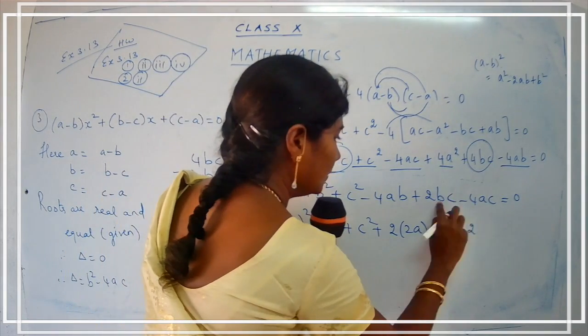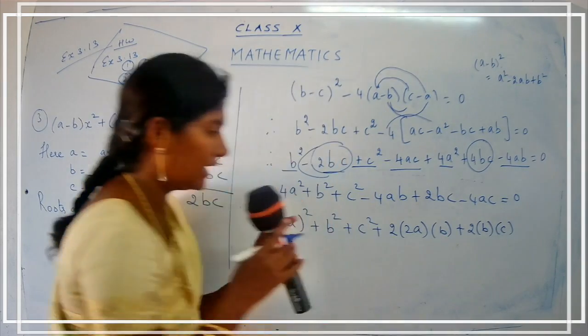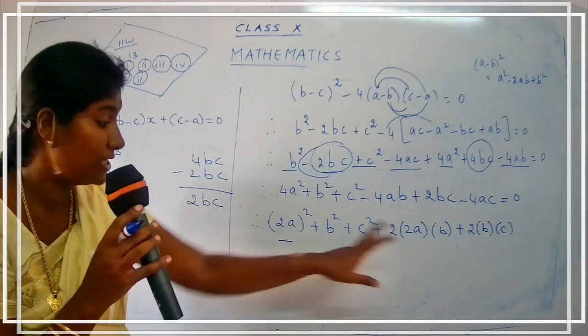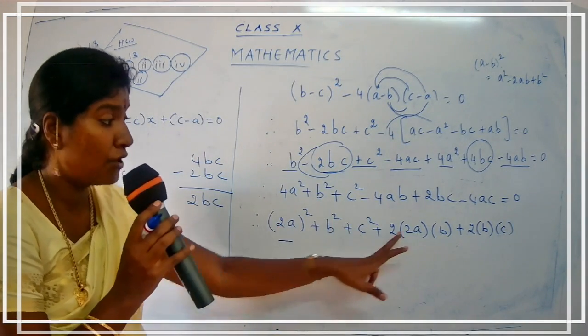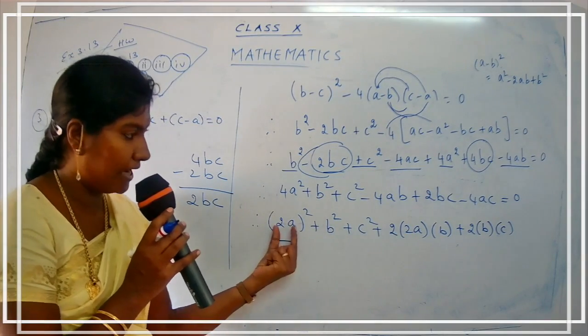2, B is B alone, C is C alone. Here don't write, why is ma'am writing 2 here once again? Because here the A term is 2A, yes children? So I am writing here 2A. 2, and what is A? A is 2A.